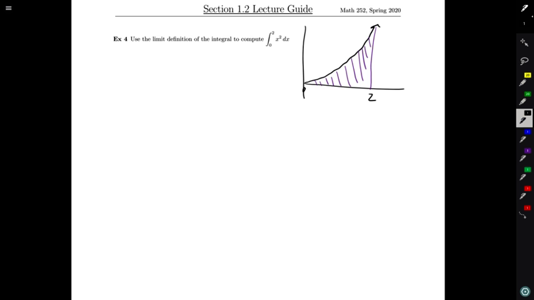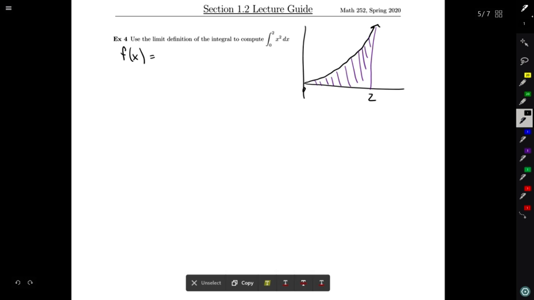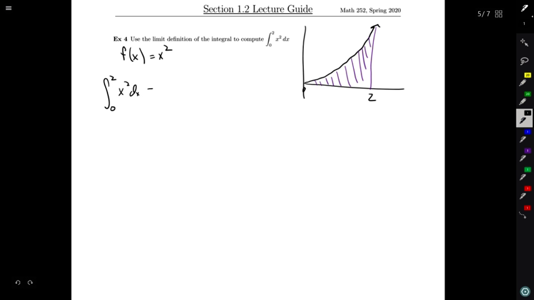So we want to use this limit definition, and we had better remind ourselves what it is. I'm going to use x squared as the function, so we'll let f of x be x squared. And we want to remember that the integral from 0 to 2 of x squared dx is defined to be the limit as n goes to infinity of the sum from i equals 1 to n of f of xi delta x.